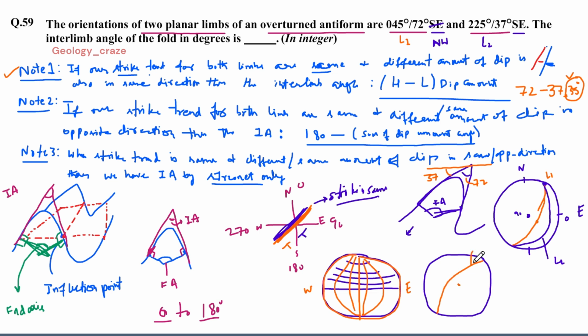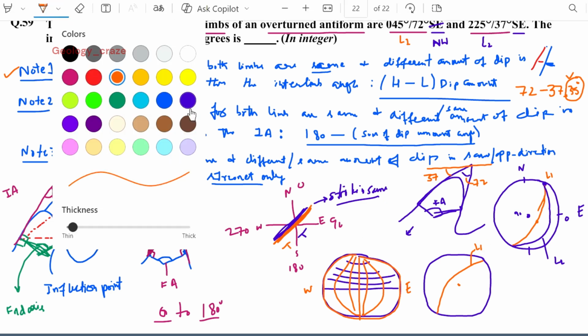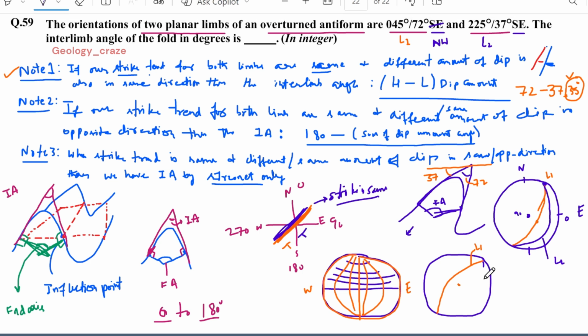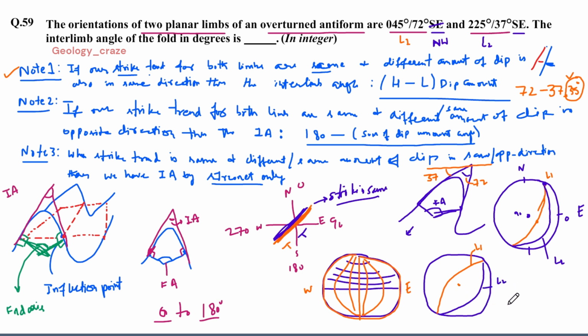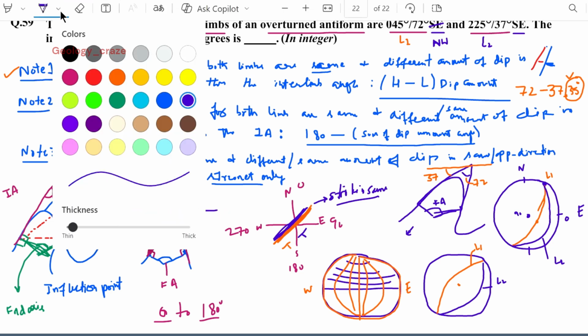This is our L1, and our L2 is still in, a little bit more curve. This is our L2. So now we have to calculate the interlimb angle. In this case, how will we calculate? This case is matching with this one. Both the limbs are dipping in opposite directions. So I will make it over here, and change the color.